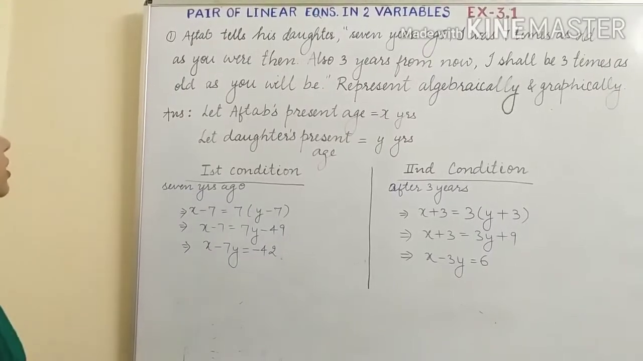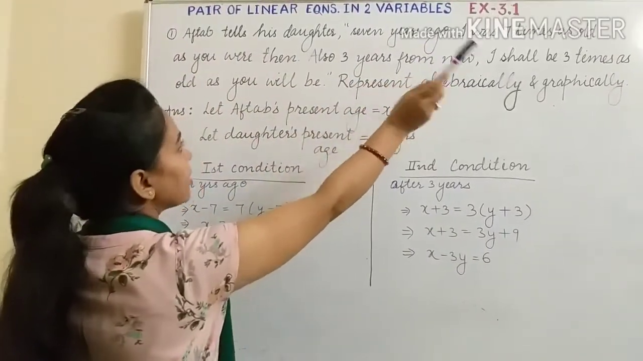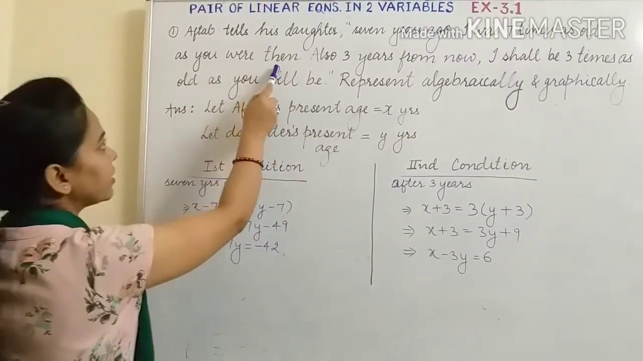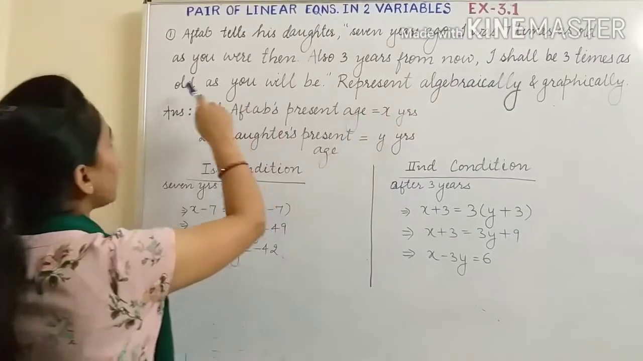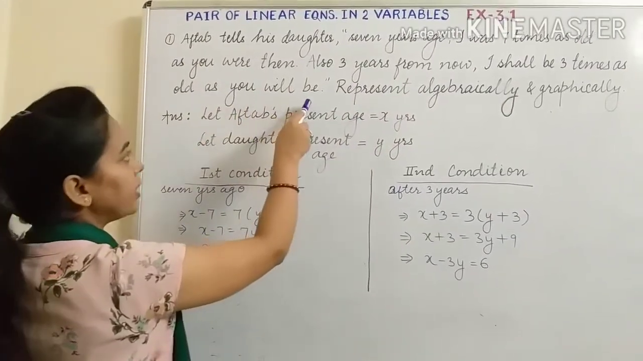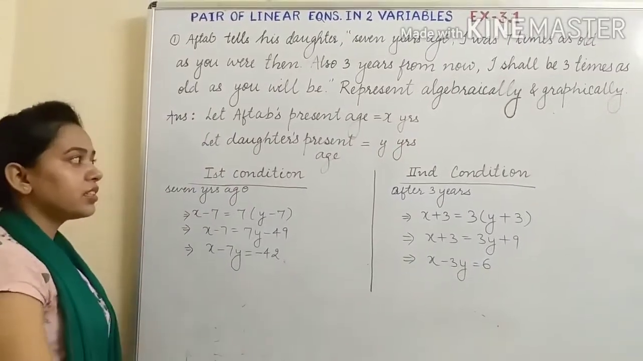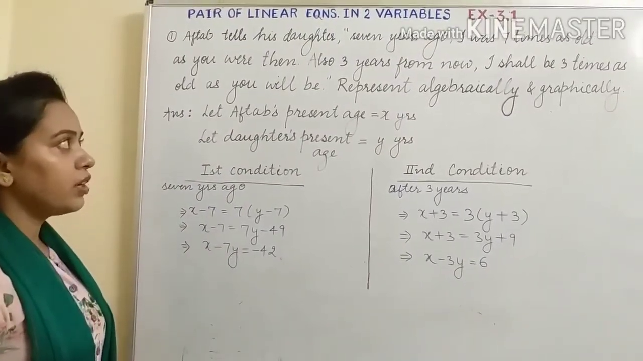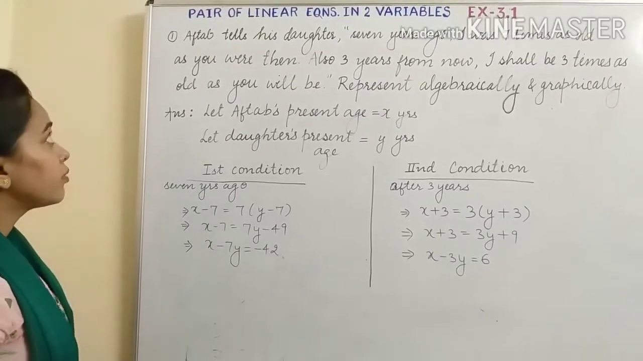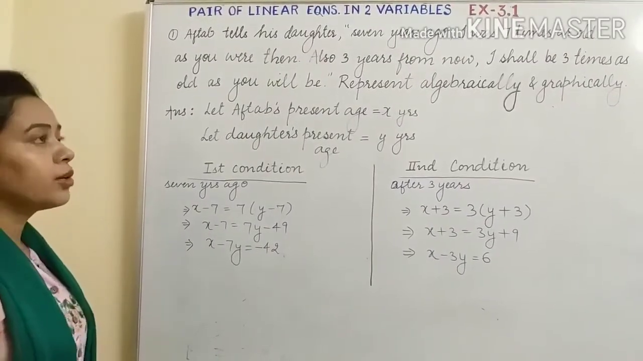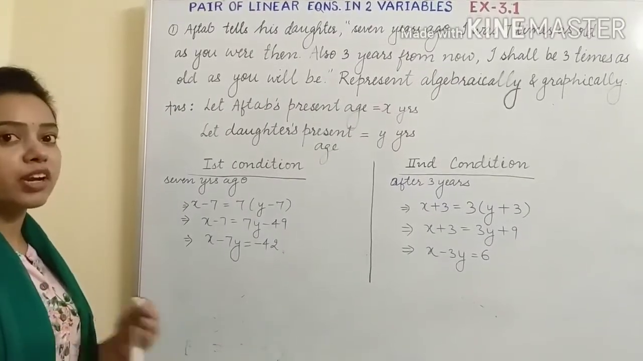The first question is: Aftab tells his daughter, "7 years ago, I was 7 times as old as you were then. Also 3 years from now, I shall be 3 times as old as you will be." Represent this algebraically and graphically. We have to represent this first algebraically, and then plot a graph for it. Whenever we deal with such word problems, we have to keep in mind some points which help us in framing the equations.